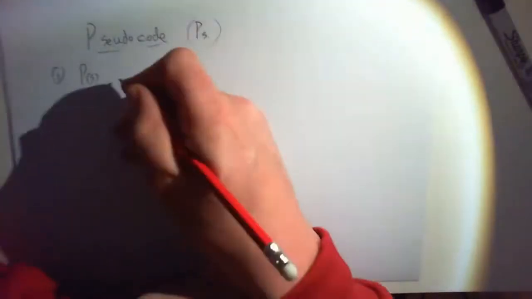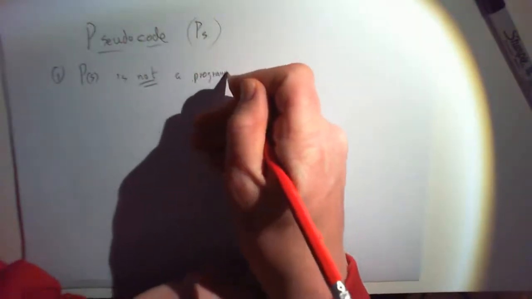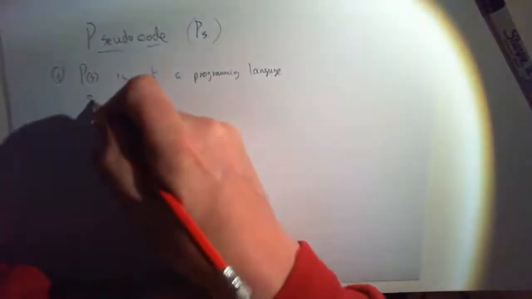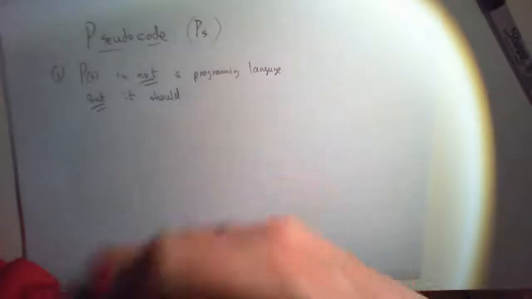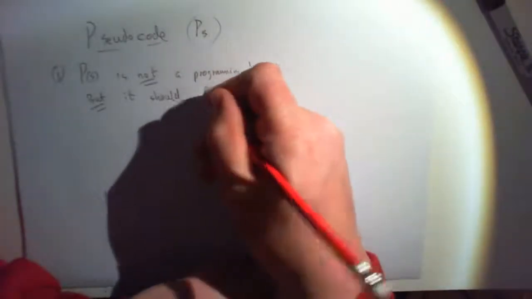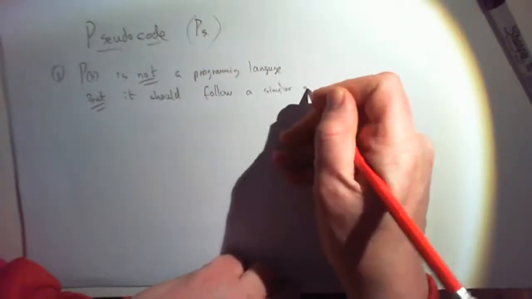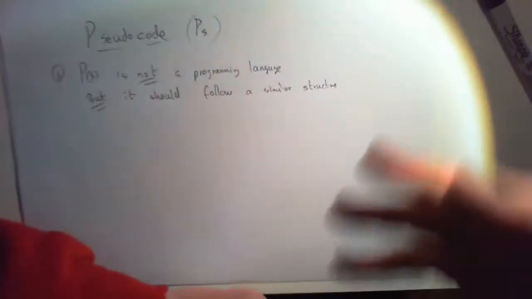Okay, so pseudocode is not a programming language. It's just not. But it should, and this is really important, follow a similar structure to a programming language. In other words, line by line, if you're going to use an indent, have an indent, that type of thing.